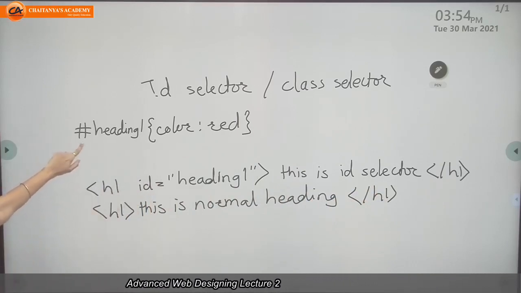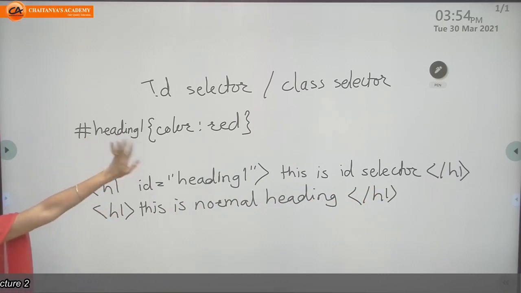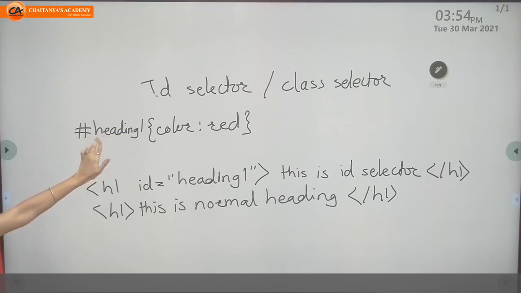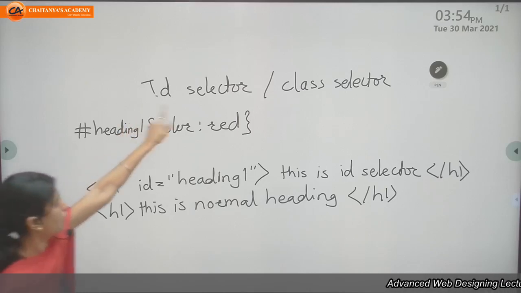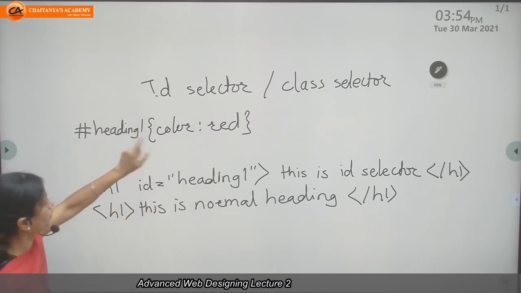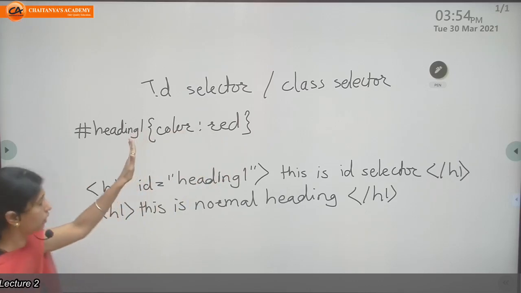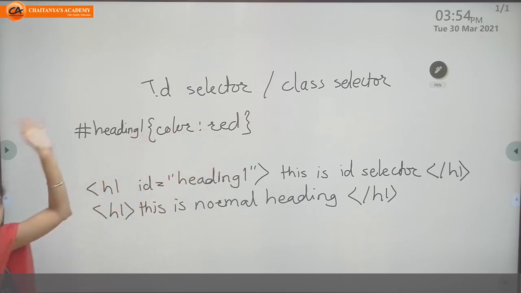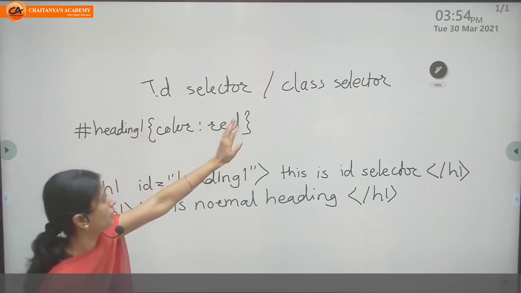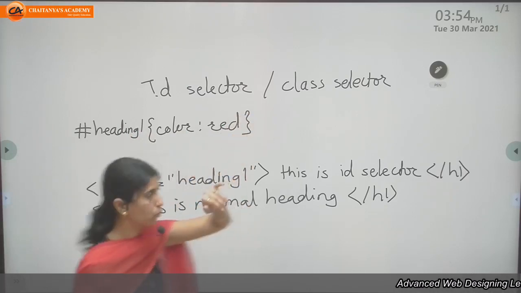What I did, instead of using h1, this is my own name. Means I given this name. Hash heading 1 color red. This is the syntax to declare an ID selector: hash heading 1 in brackets. Whatever the contents in this declaration block, that will be same as previous. Color colon red. If you want to give other properties, you can differentiate it with semicolon.